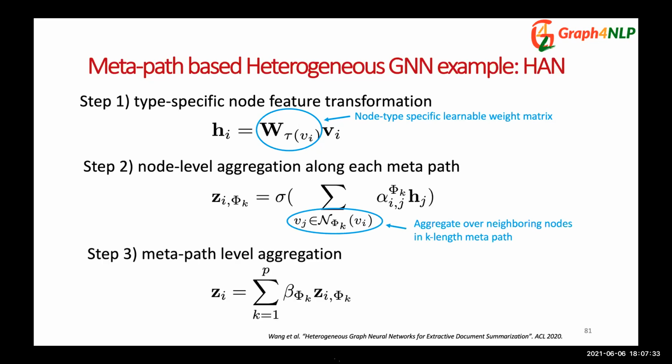And in the last step, we do meta path level aggregation to get the aggregated vectors, which can be used to update the node embeddings. So those are the three key steps of heterogeneous GNNs. I will pause here for a while to take some quick questions if we have any.